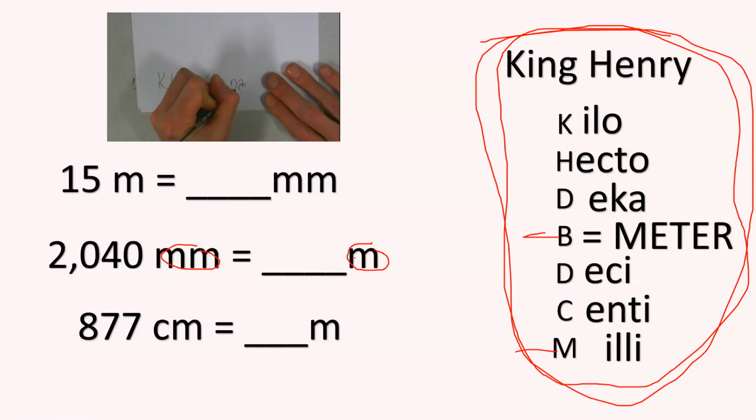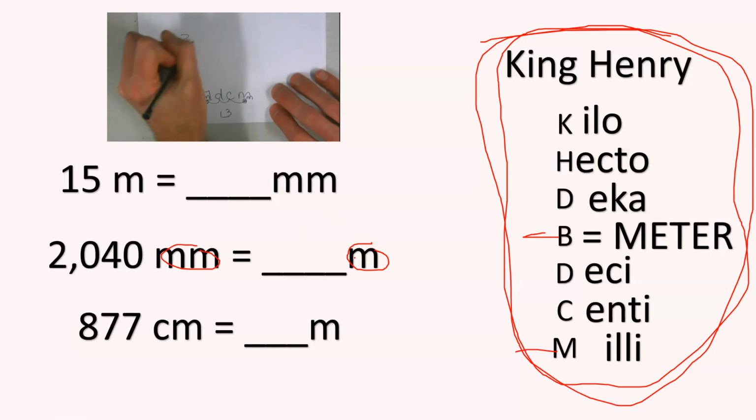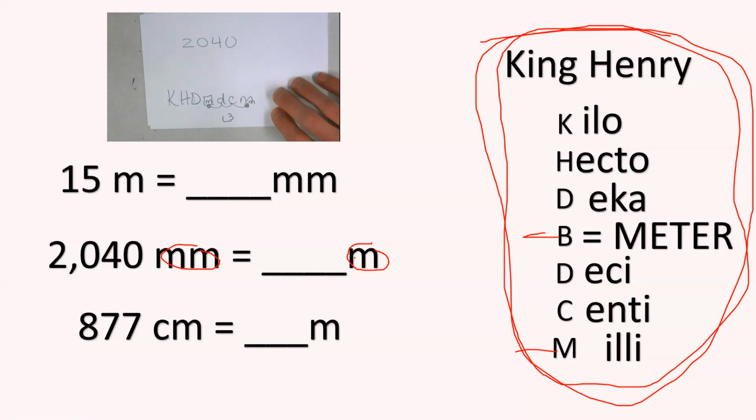So I'm going to start here and move here. I'm going to go left once, twice, 3 times. Those are my directions, left 3 times. I'm going to write down what I have right now. And I'm going to now take the decimal. Well, it's a whole number, so it has an invisible decimal there. I'm going to move it left 3 times. Once, twice, 3 times. Bada bing, bada boom. 2,040 millimeters is equal to 2.040 meters. Okay.